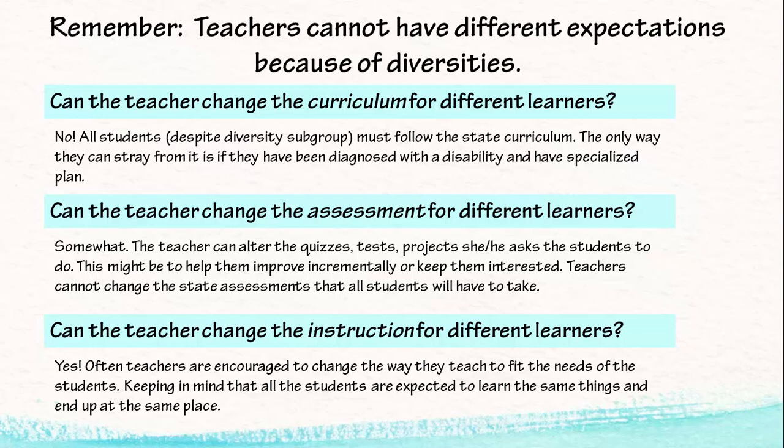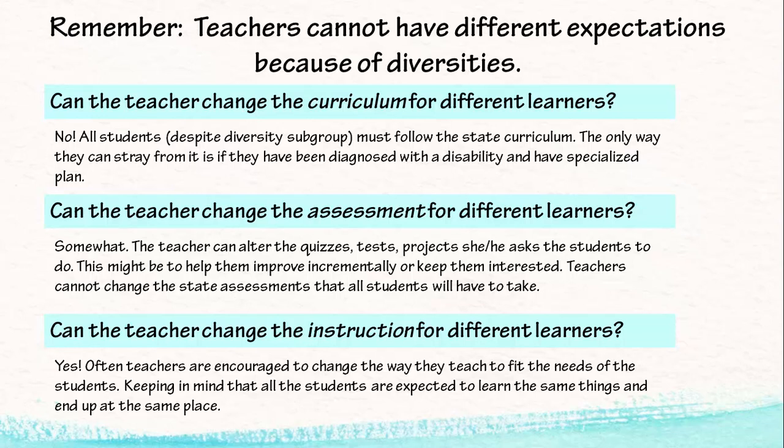So the first question is, can the teacher change the curriculum for different learners? We know students learn differently. We know that they're made up of all these different diverse subgroups. So can we change the curriculum for them? Can we say, you know what, this student is not a native English speaker, so let me just not have them read these complicated books that everybody else is having to read. Or, you know what, this student is struggling in math, so let me just make it to where they don't have to learn all those advanced strategies and advanced math principles. I'll just let them learn these simple ones. No, we cannot do that.